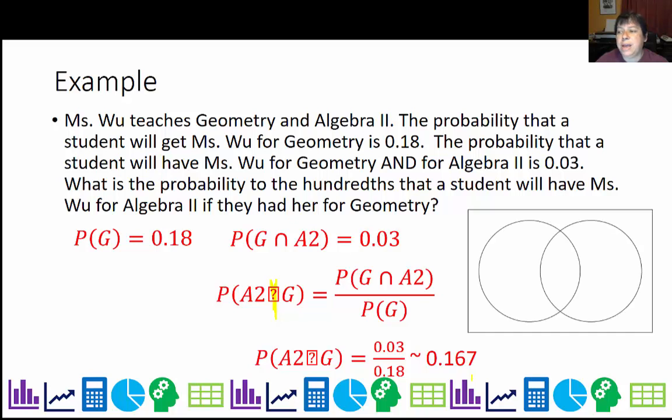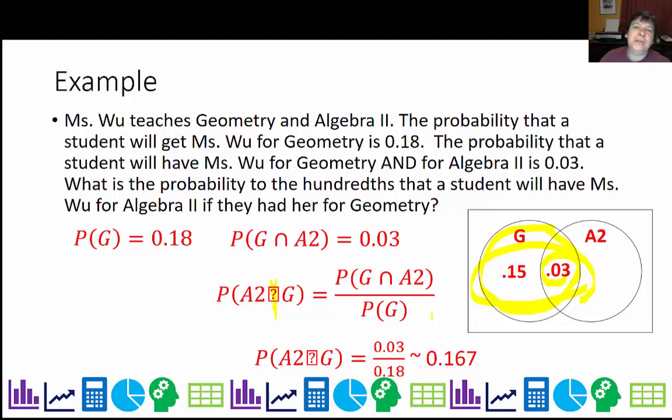And if I were to do a Venn diagram here, you could say geometry, and there's algebra 2, and here you have 0.03, and this is 0.15. So it's this piece out of that whole. That's what we're trying to say. All right. In fact, that's what I was trying to say right there.